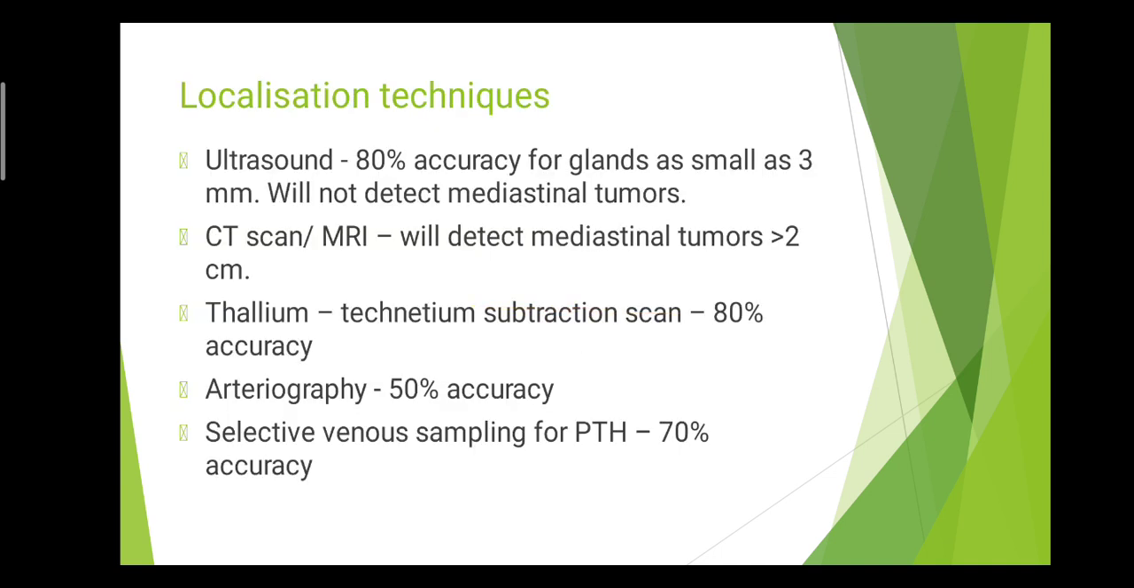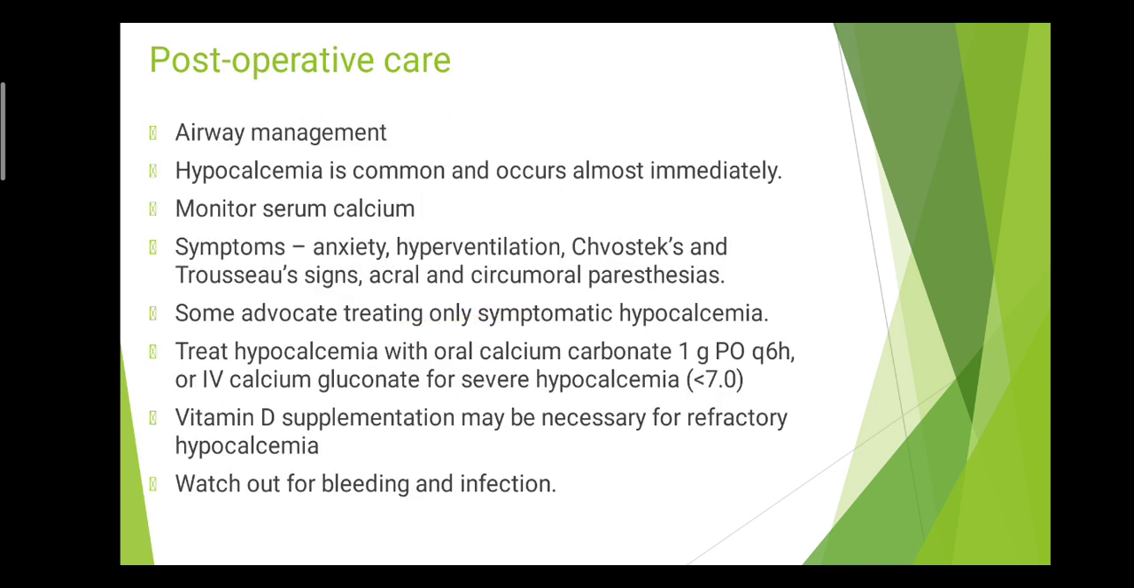Coming to localization techniques, ultrasound can detect glands with 80% accuracy for glands as small as 3 millimeters, but will not detect mediastinal tumors. CT scan or MRI will detect mediastinal tumors more than 2 centimeters. Thallium-technetium subtraction scan can be used with 80% accuracy, arteriography 50% accuracy, selective venous sampling for parathyroid hormone 70% accuracy. Coming to post-op care, airway management is needed.